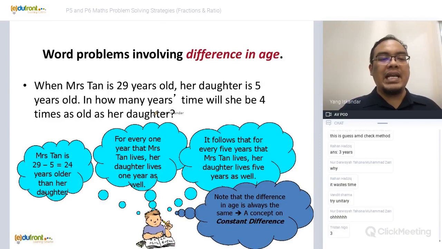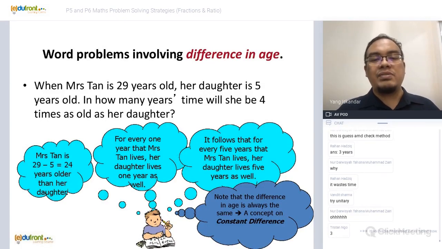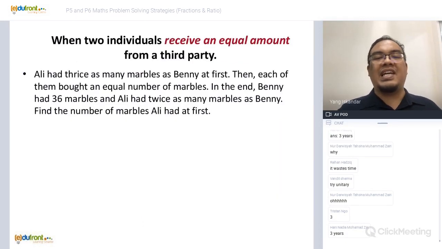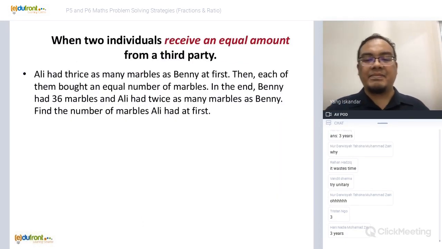Okay, so Mrs. Tan is 29 minus 5, which is 24 years older than her daughter. For every 1 year that Mrs. Tan lives, her daughter will also live 1 year as well. So it follows that for every 5 years that Mrs. Tan lives, her daughter will also live 5 years as well. So note that the difference in the age will always be the same. That's why we use the constant difference strategy. Okay?